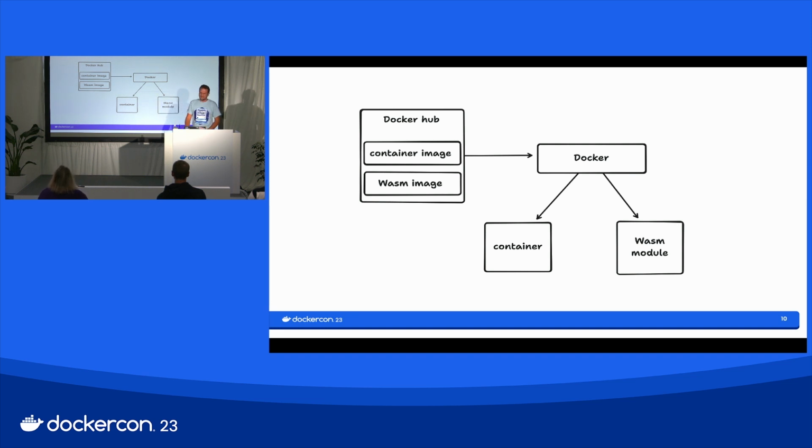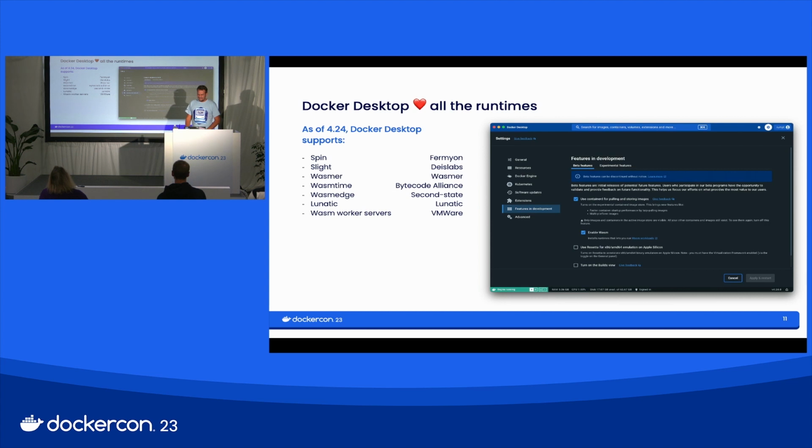But it's not that simple. So how can you get started with it today? Well, with Docker Desktop, it's quite simple. You go into the settings. You have two checkboxes that you need to enable. One is for using containerd for pulling and storing images, and the other one is enable WebAssembly.